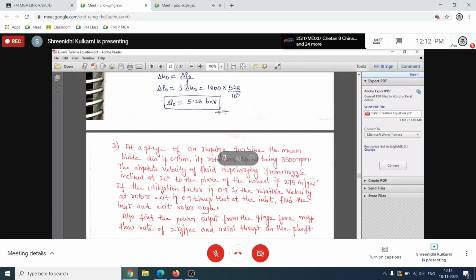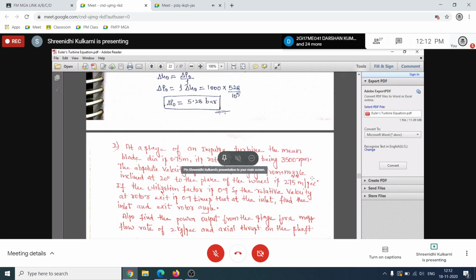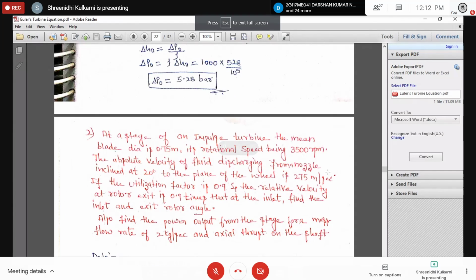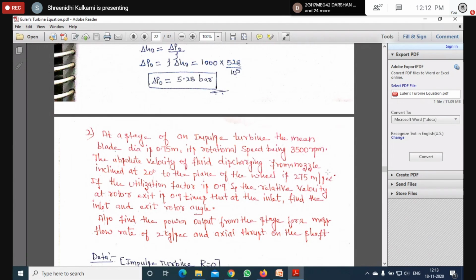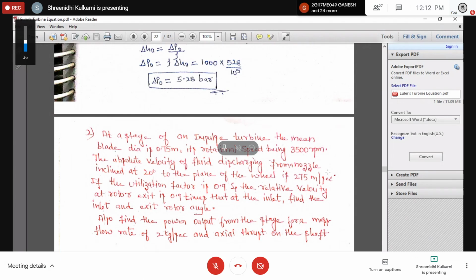Blade diameter is 0.75 meters. Its rotational speed being 3500 rpm.